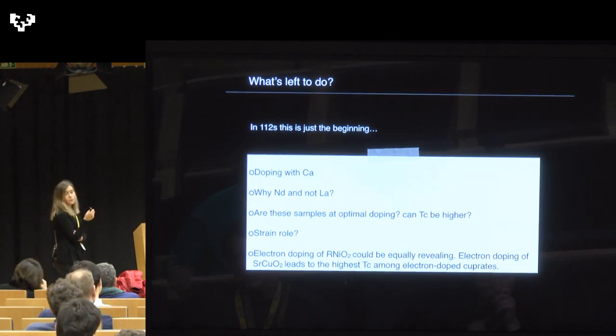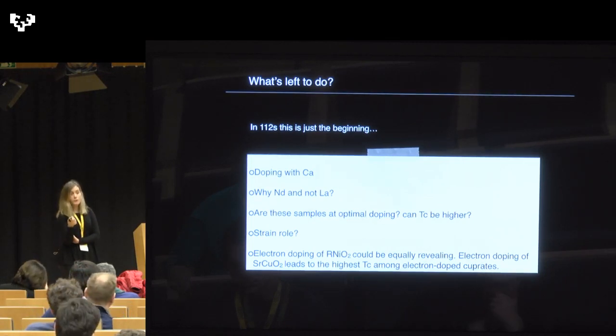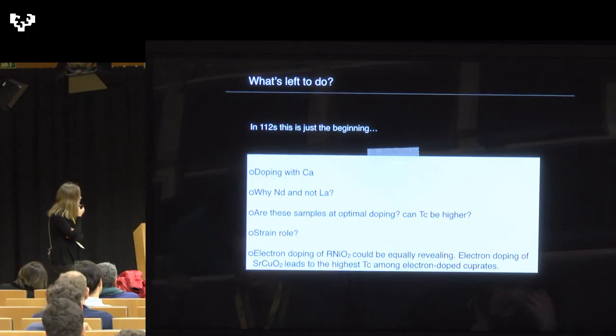Their experiments are performed in thin films. Is strain playing a role? They are under a bit of a compressive strain. Is that actually doing something? Again, we have no idea.